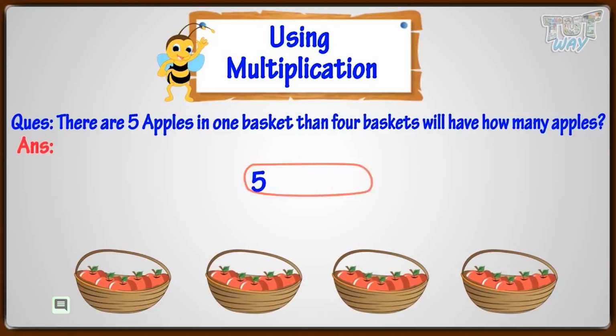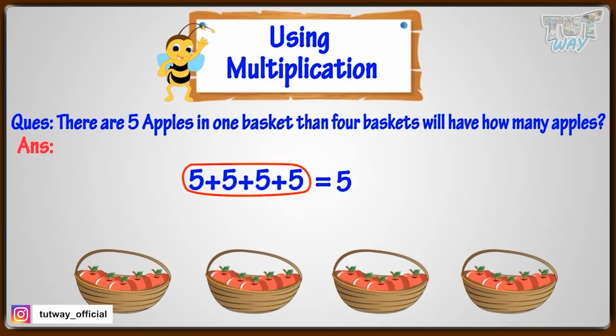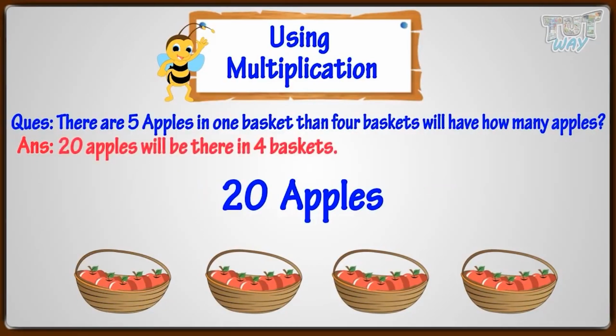So, 5 plus 5 plus 5 plus 5 can be written as 5 times 4. And we can easily solve it, as 5 multiplied by 4 equals 20. So, 20 apples will be there in 4 baskets.